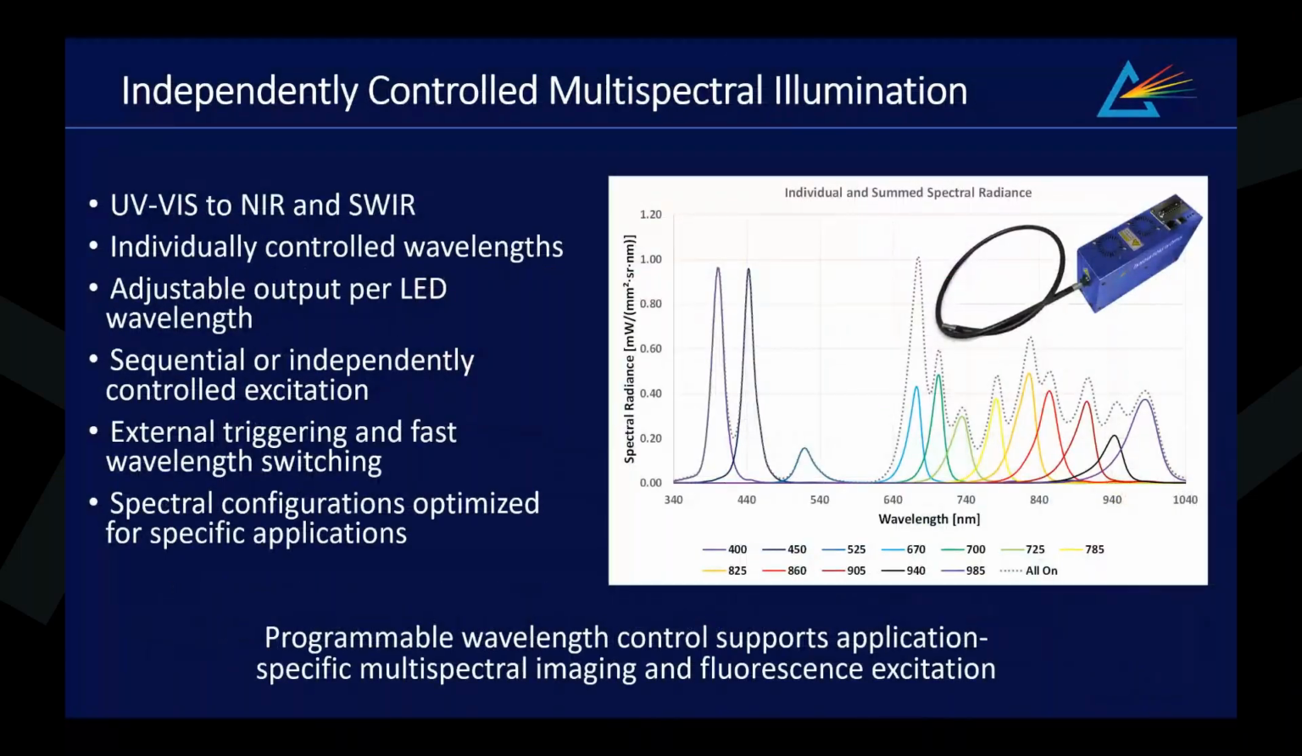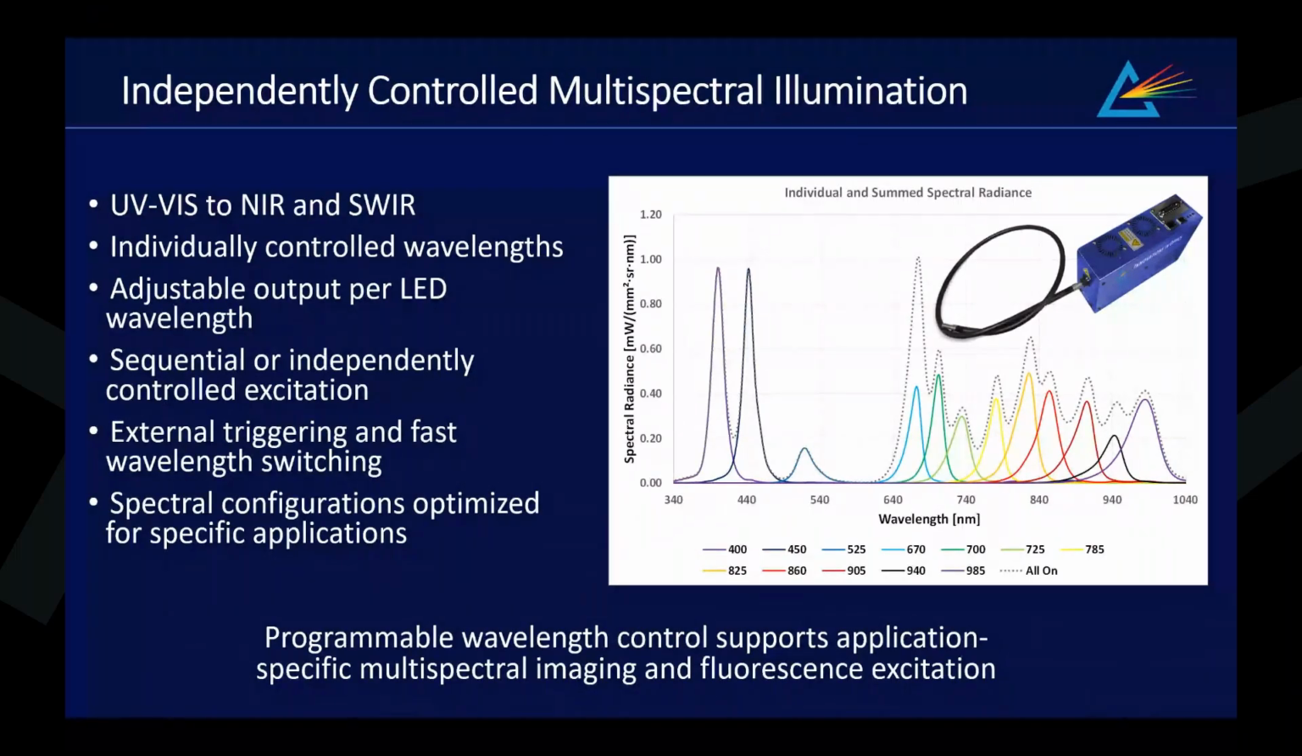One advantage of multispectral LED illumination is the ability to electronically configure spectral output for specific imaging and fluorescence applications. In many biomedical imaging applications, the optimal wavelength combination depends strongly on the fluorophores, tissue characteristics, and imaging modality being used.